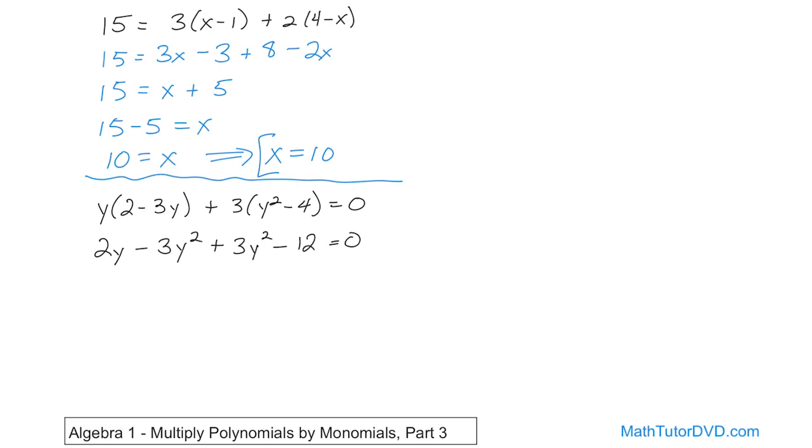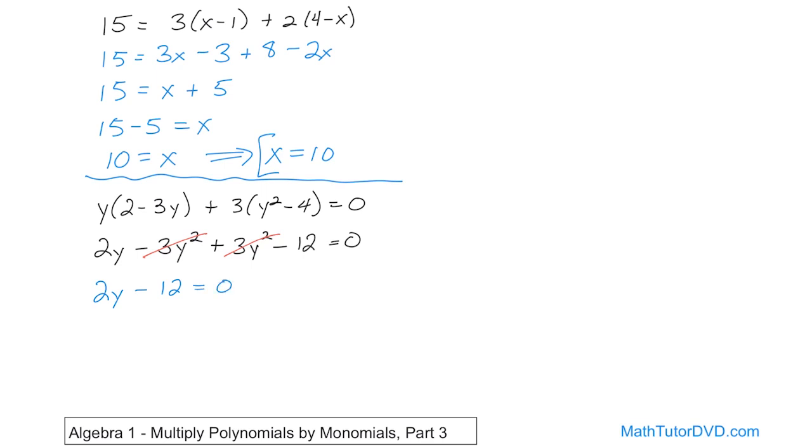Now, we look at this, and I noticed something interesting. I have negative 3y squared and positive 3y squared. So these are like terms because they both have y squared. So negative 3 and positive 3 are going to add to 0. So to show that, you don't really have to write 0 down, just strike it out. And your teacher's going to know that those basically add away to 0. Everything else you can just continue to write down here. So 2y minus 12 is equal to 0.